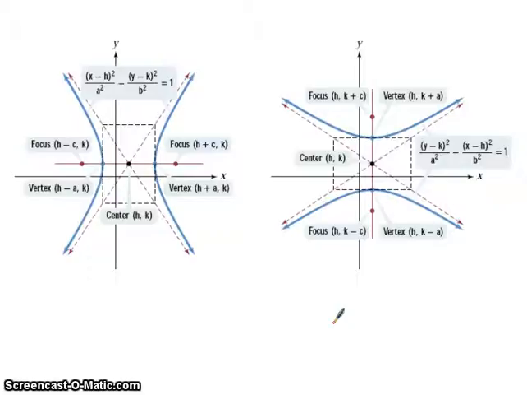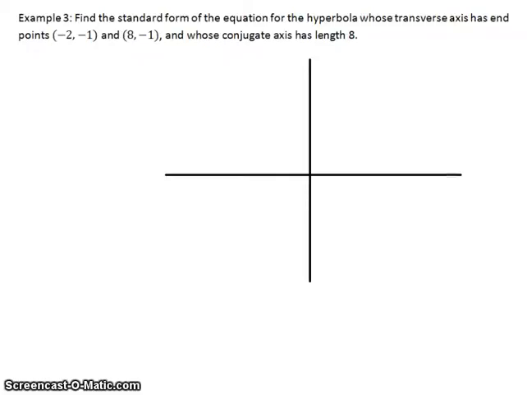Now, in order to find the focus, we need the center along with the c value. In order to find the vertex, we need the center along with the a value, and so forth. So let's go ahead and just get into this with a couple of problems here. We want to find the standard form equation for the hyperbola whose transverse axis has endpoints at (-2, -1) and (8, -1), and whose conjugate axis has a length of 8.